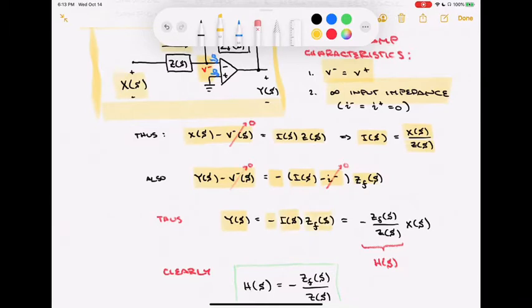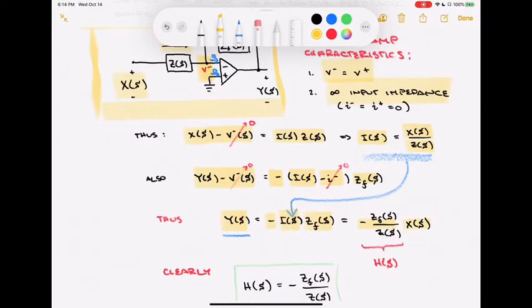I can rewrite that slightly, and I can just say Y then is minus I times Z_F, but I had gotten an expression earlier, right? That expression earlier was for what is I of S. And so I can take that and plug it in there, and then I get my final expression, that my output variable Y is going to be equal to minus Z_F over Z_S, and then that whole thing multiplying X of S.